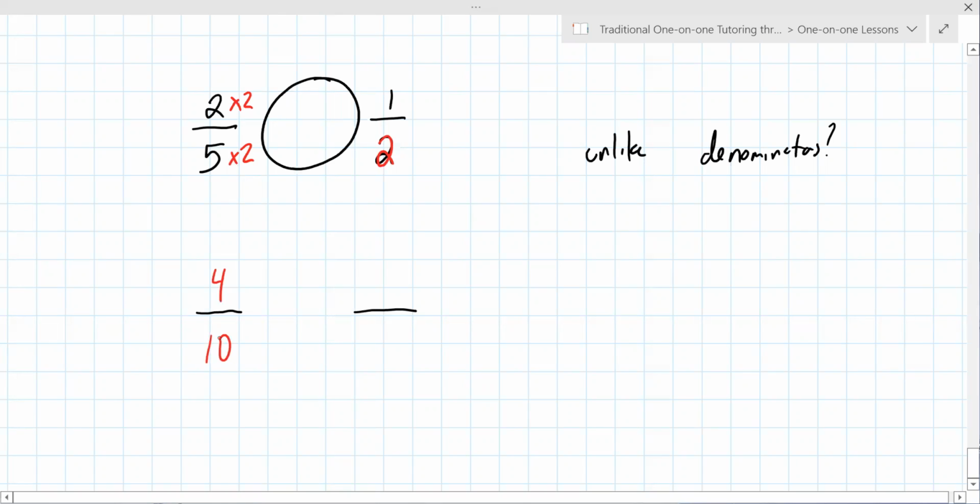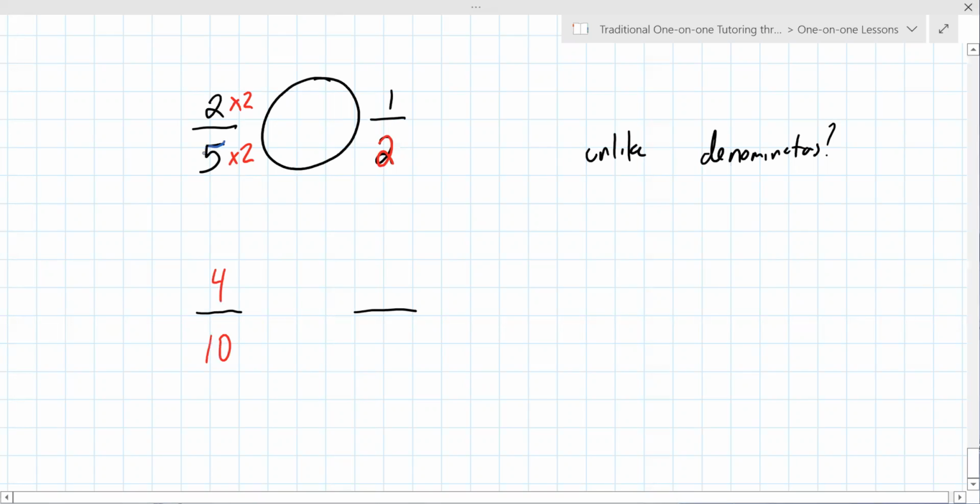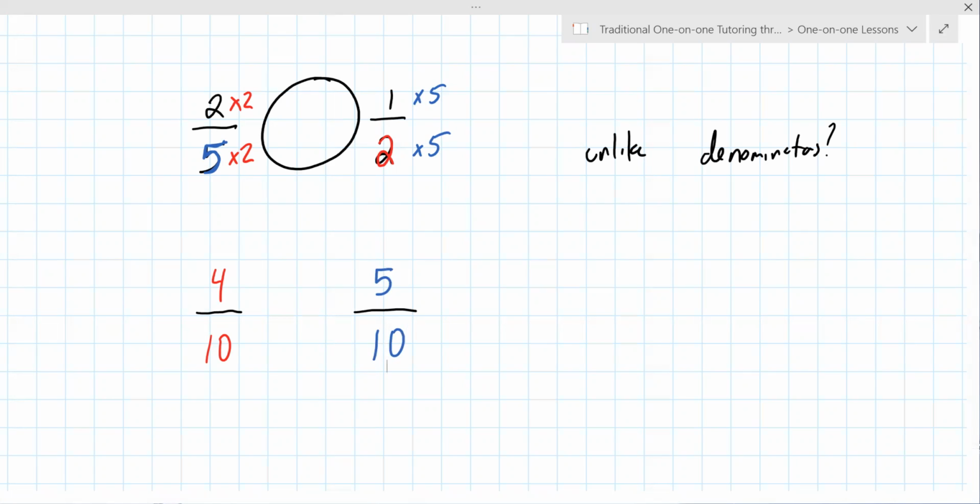Good. And then this 5 over here on the left, you multiply each of these by the 5 on the right. What does that become? 1 times 5 is 5, and 2 times 5 is 10. Good. Okay, all right. Very good.